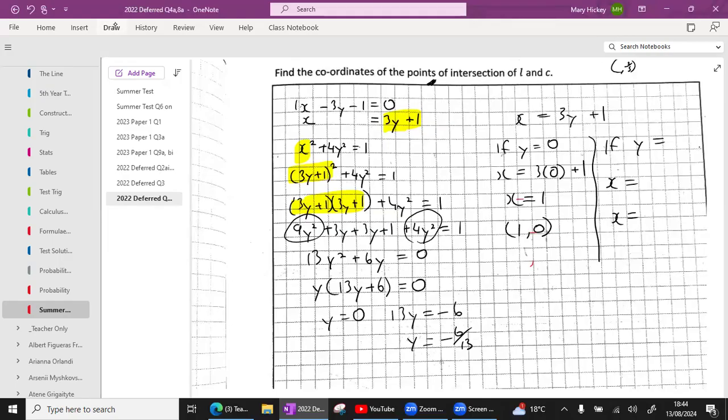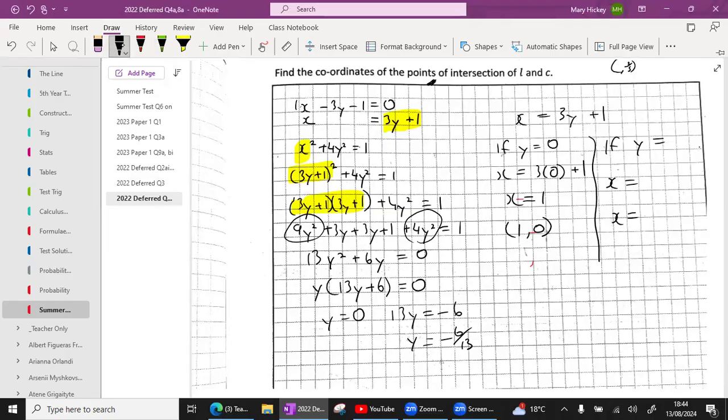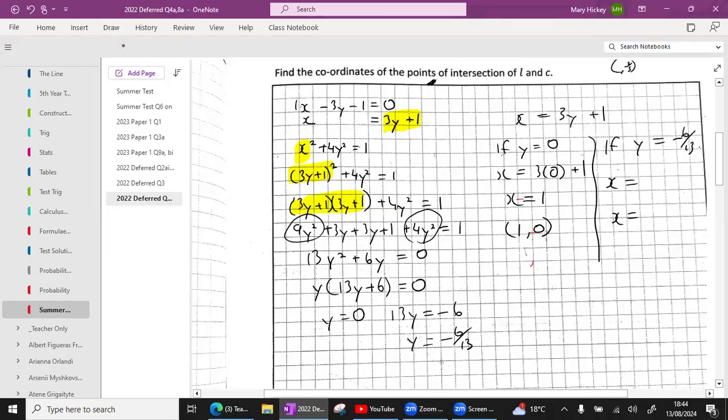So what happens if y is minus 6 over 13? Well, that means we have 3 bracket minus 6 over 13 plus 1. So on my calculator, 3 bracket negative fraction, 6/13 plus 1. So that gives me minus 5/13. So when I'm piecing this together, my other point of intersection is minus 5/13, minus 6/13.